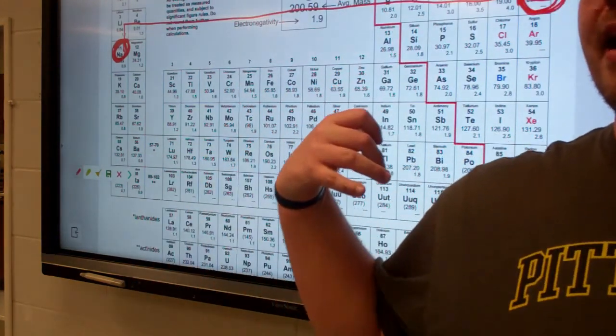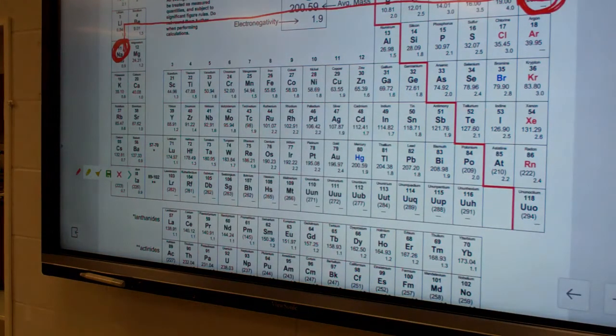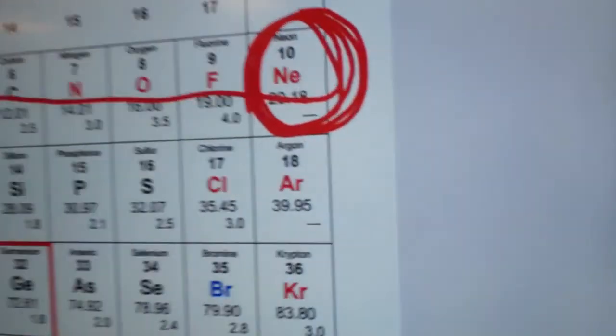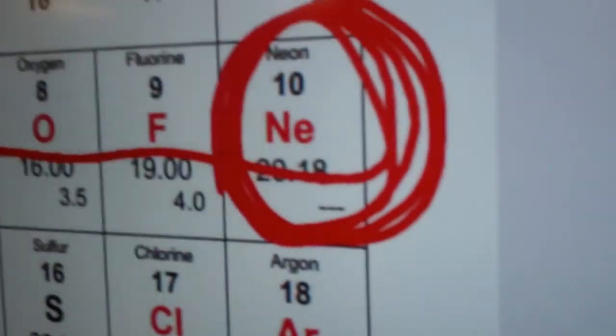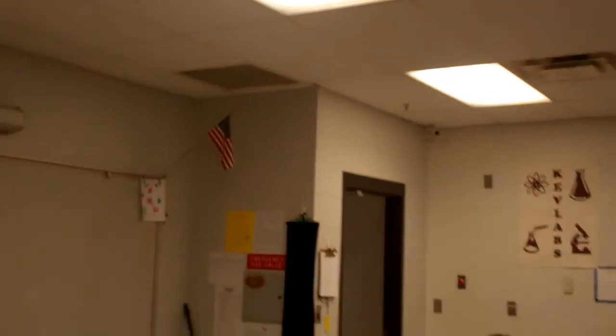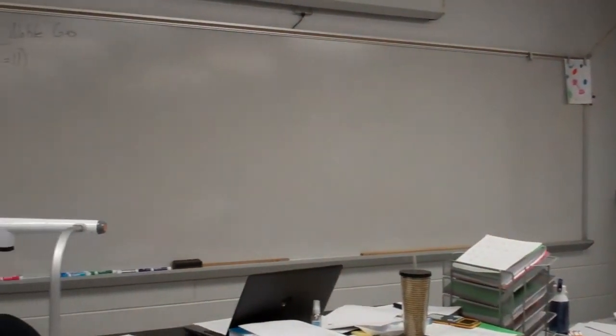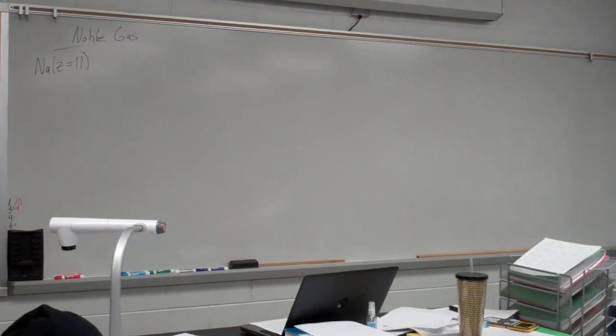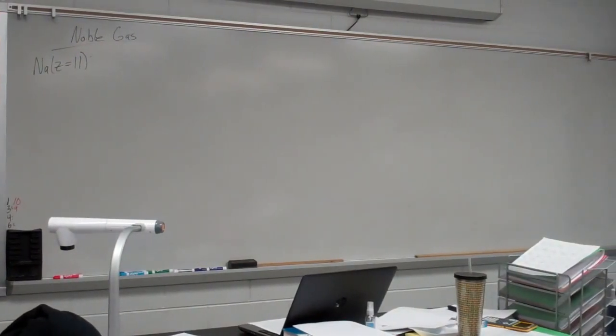What element do we end up with? Neon. Is that all we do, write down neon? No, you're not done. This goes back to the noble gases, the 18th column.